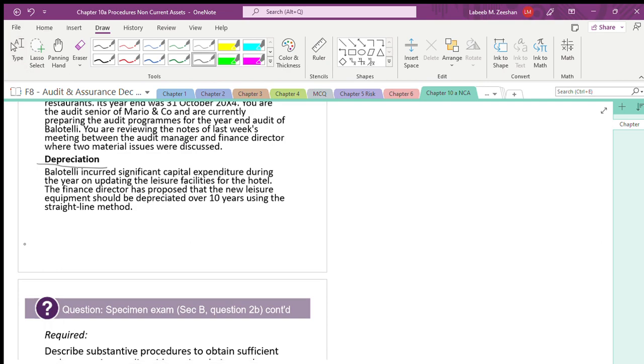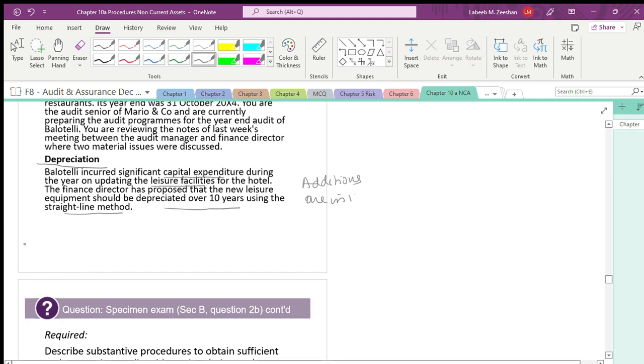Bollitley incurred significant capital expenditure during the year on updating the leisure facilities for the hotel. The finance director has proposed that the new leisure equipment should be depreciated over 10 years using the straight line method. When they say this, they are talking about capital expenditure. You should think in terms of what the additions are, what assets are in use, and what the depreciation policy is in terms of percentage, and updating for the hotel.